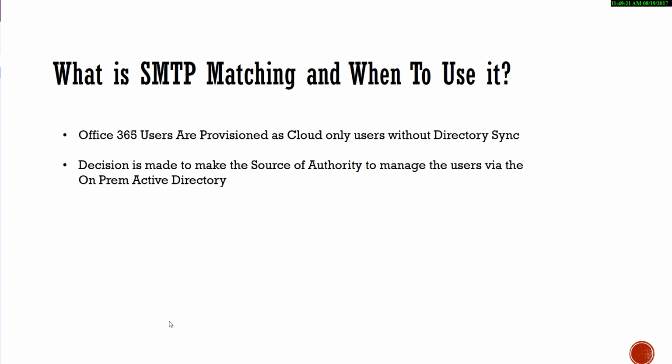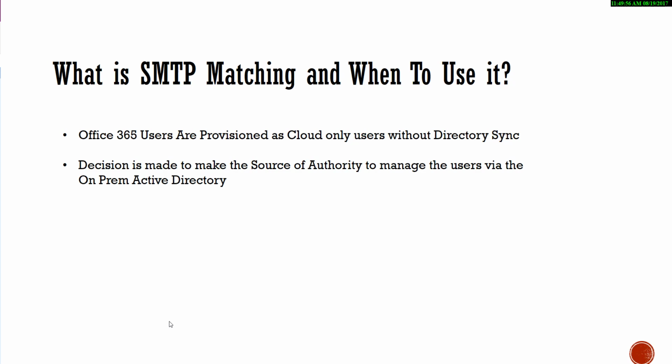What is SMTP matching and when to use it? So this is the big question. The reason for this configuration is because there can be organizations out there who have provisioned users on Office 365 initially as cloud-only users while deploying Office 365, and later they make a decision to manage their users via the on-premises directory, and they want these user accounts to be mapped to their relevant on-premises user accounts. So this is the reason why we use a technique called SMTP matching to map the on-premises user accounts to the Office 365 user accounts.